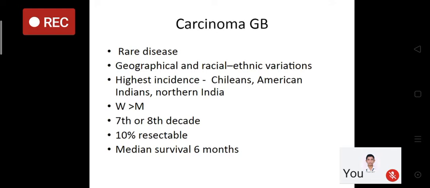In biliary tract malignancy, males are affected more commonly than females. But in gallbladder malignancy, women are more commonly affected. And usually the tumor affects the old age group. And again, the unfortunate part is only 10% of these malignancies are resectable, with a limited survival of 6 months.